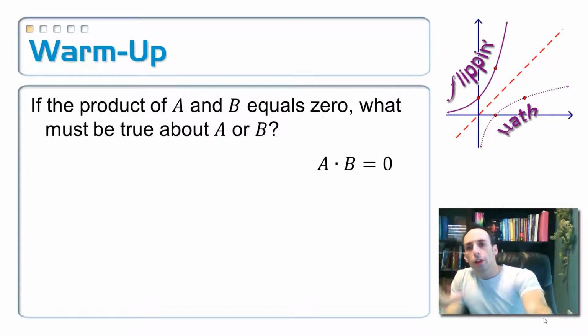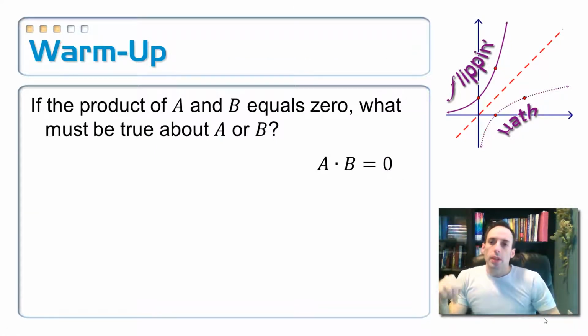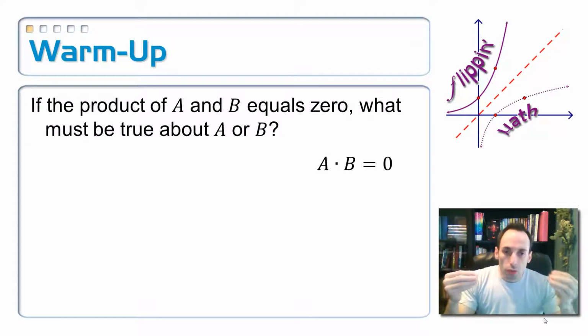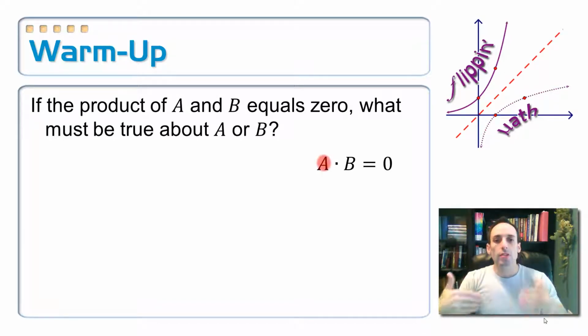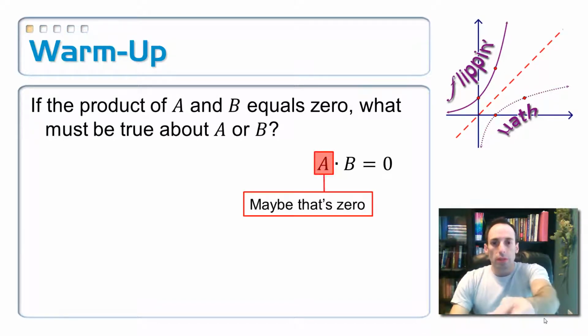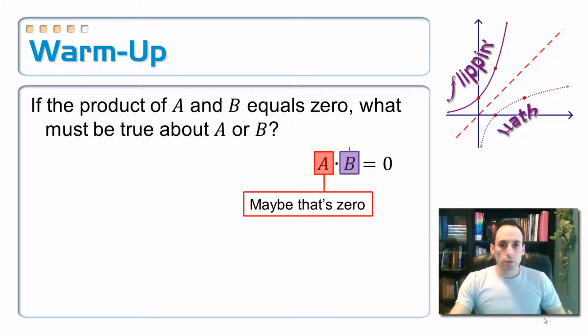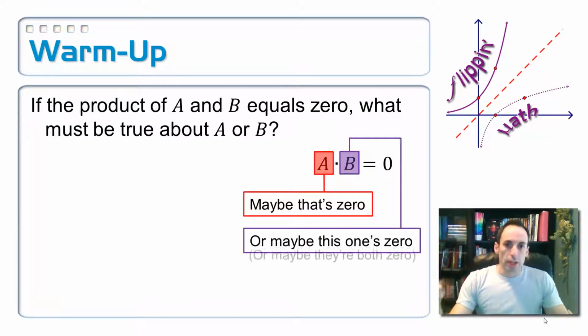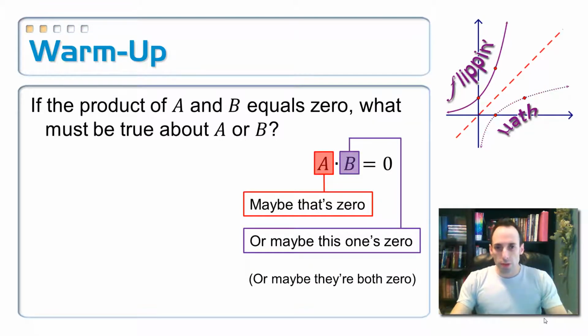So here is a warm-up question. If the product of A and B equals 0, so we've got two numbers, A times B, it equals 0, what's got to be true about A or B? I multiply two things together to get 0. What's that mean? It means that you had to start off with 0, right? So maybe A is 0, or maybe B is 0. It's possible that both of them are 0.